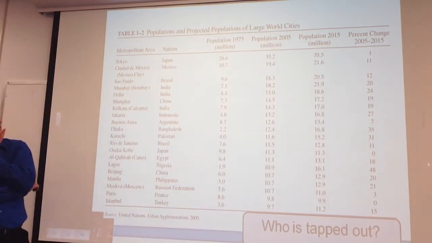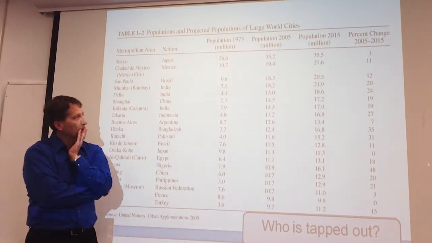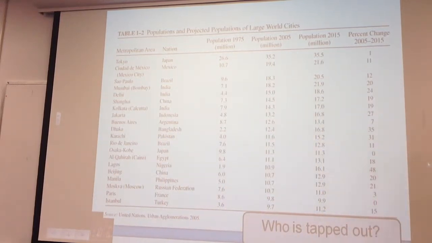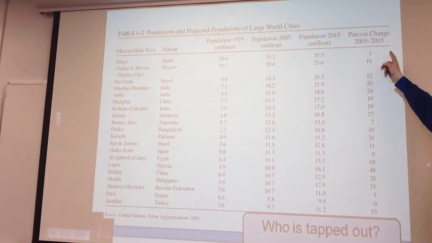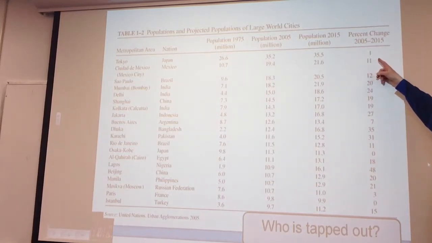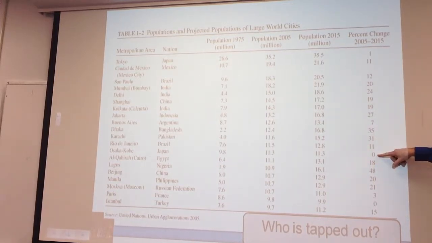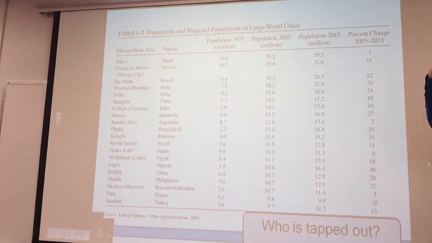So who's tapped out on this? Look at the data here. What variable would make you start to think maybe somebody's tapped out? Percent change. Yeah. So Tokyo, Paris, 1% change over, that's not a small period of time, that's 10 years, right? And we got Japan again down here. And so you got this little island that's built itself vertically, and they are just busting at the seams is kind of the picture that you get with Japan.